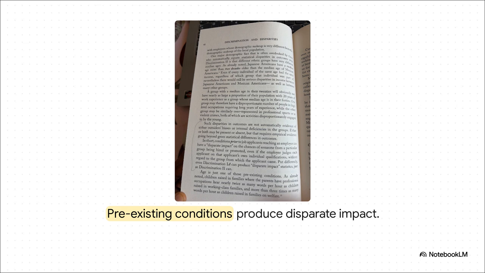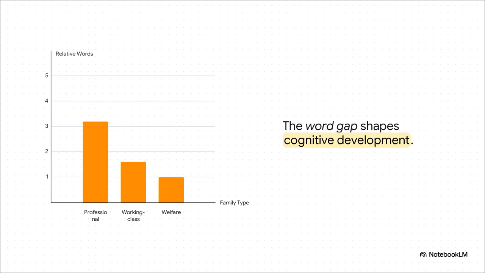These statistical disparities happen completely independent of whether that employer practices discrimination IA, IB, or II. You literally cannot tell where the disparity in individual capabilities originated just by looking at the outcome statistics at the employer's office. And this perfectly illustrates the famous word gap. Studies show that children raised in families with professional backgrounds hear nearly twice as many words per hour as children in working-class families, and over 3 times as many as kids in families on welfare.